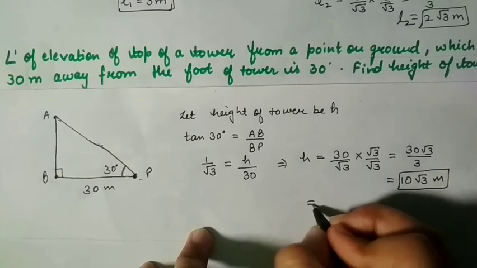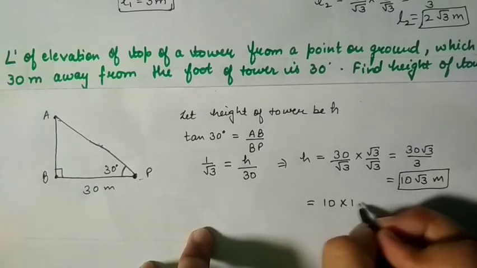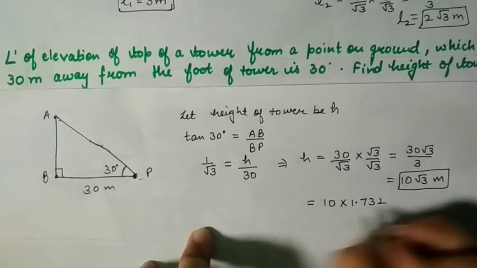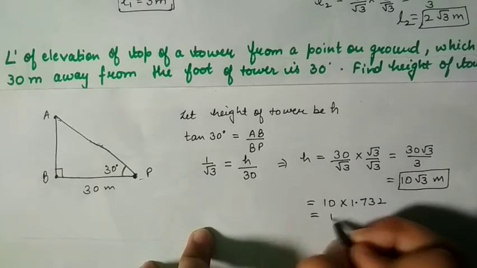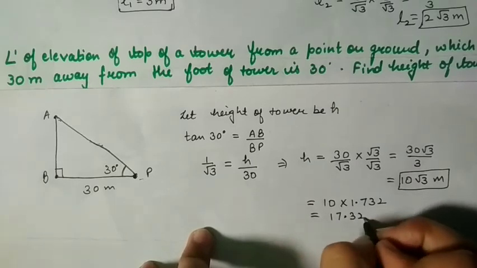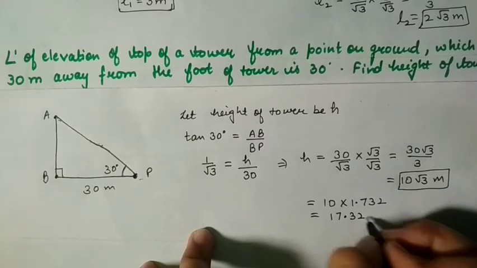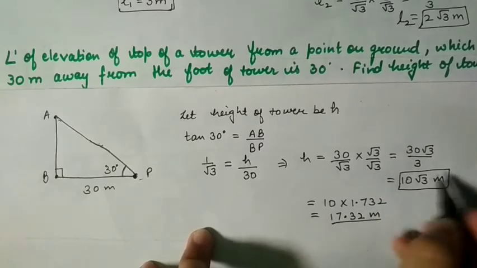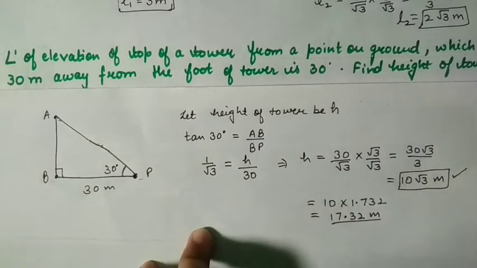You can multiply 10 into value of root 3, which is 1.732. So it is 17.32. So 17.32 meters is the answer. You can leave it here also, it will be correct.